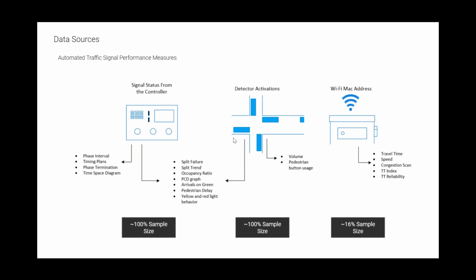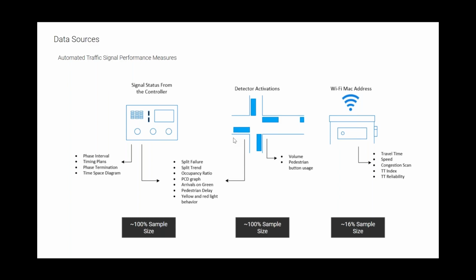The first one, probably the obvious one, is your traffic controller, the signal status. It lets us pull phase timing plans, all the various inputs, anything that's going into that traffic controller. We can pull it typically over NTCIP, so typically directly from the controller itself.